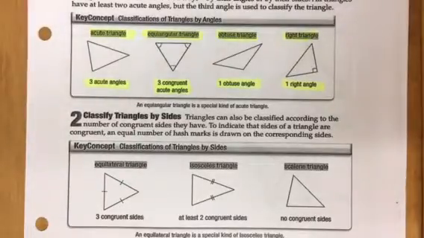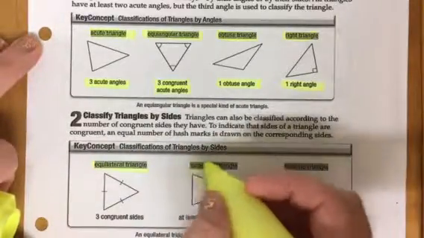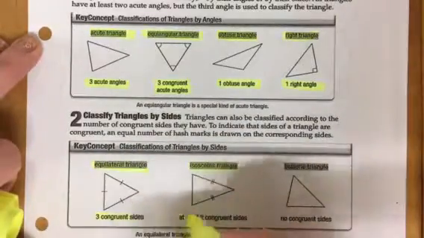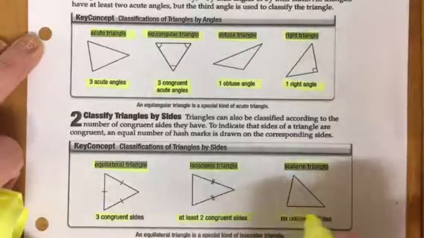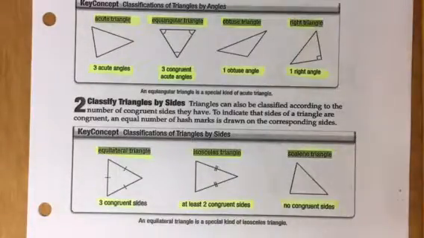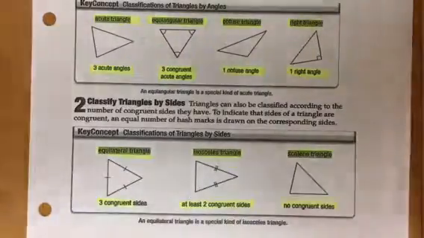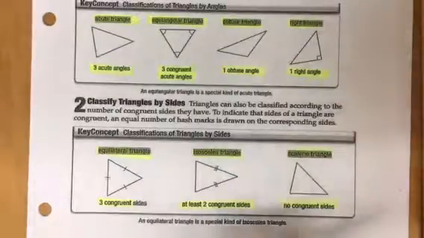By sides, we can identify equilateral triangles, which have 3 congruent sides, isosceles triangles, which have at least 2 congruent sides, and a scalene, which has no congruent sides. So again, that equilateral triangle is a special type of isosceles triangle. So it has at least 2 sides that are congruent, but equilateral, all 3 of them are.